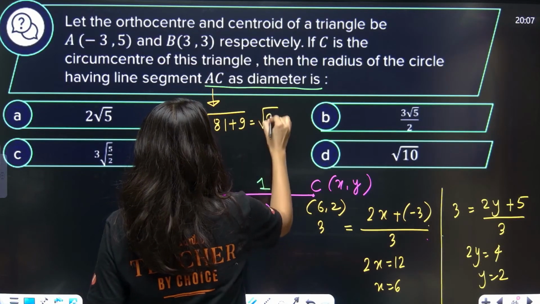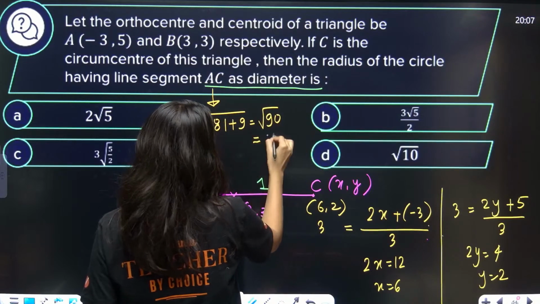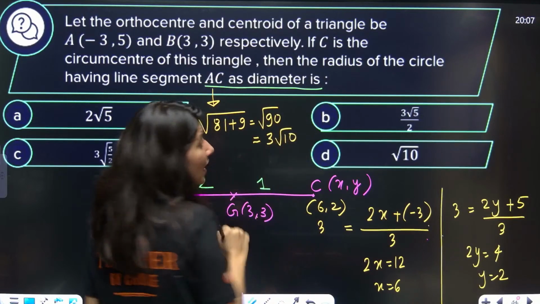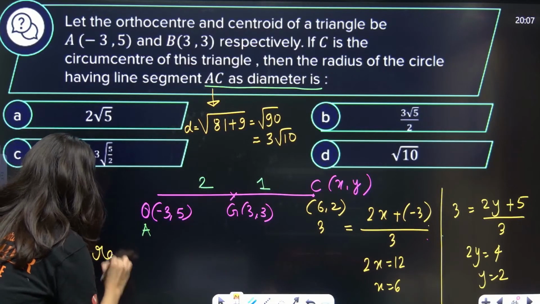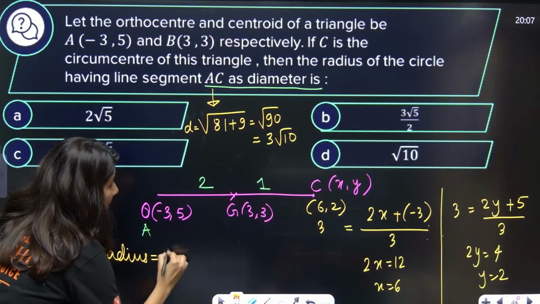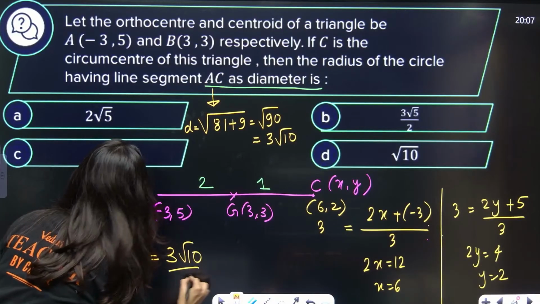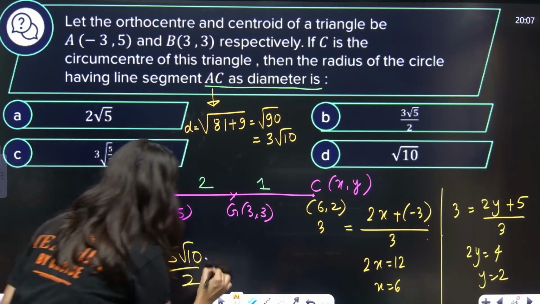Square root 90 is equal to nothing but 3 square root 10. This is your diameter, by the way. 3 root 10 is the diameter. Final answer is nothing but radius is 3 root 10 by 2.